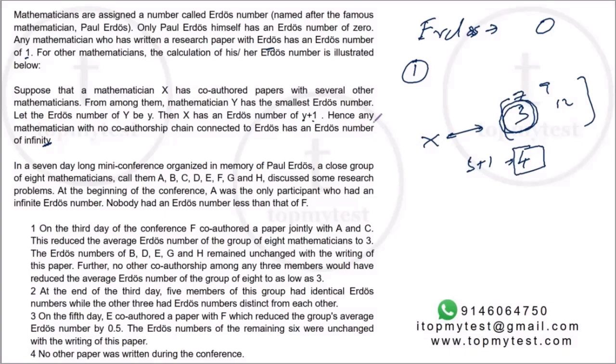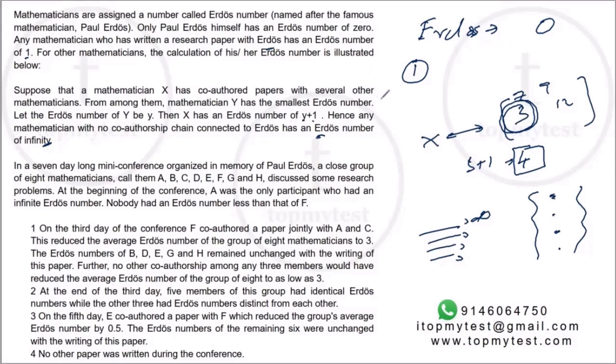Now, it also says that if a mathematician has no co-authorship chain linked to Erdos, then he has an Erdos number infinity. So if I have written like 4 or 5 papers, but none of them is with any mathematician who has any linkage with Erdos, right? So we have all independent. I've written with other people who are independent of Erdos. Then I will have an Erdos number of infinity.